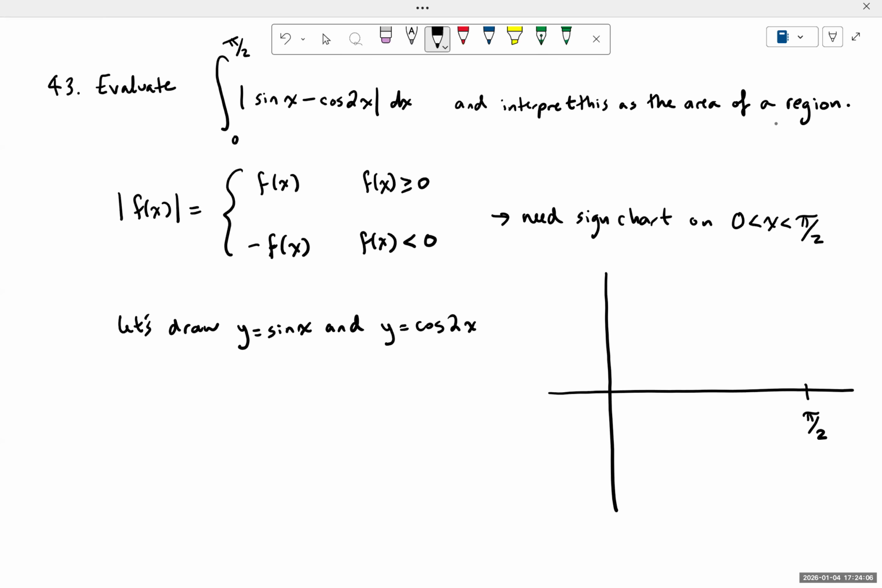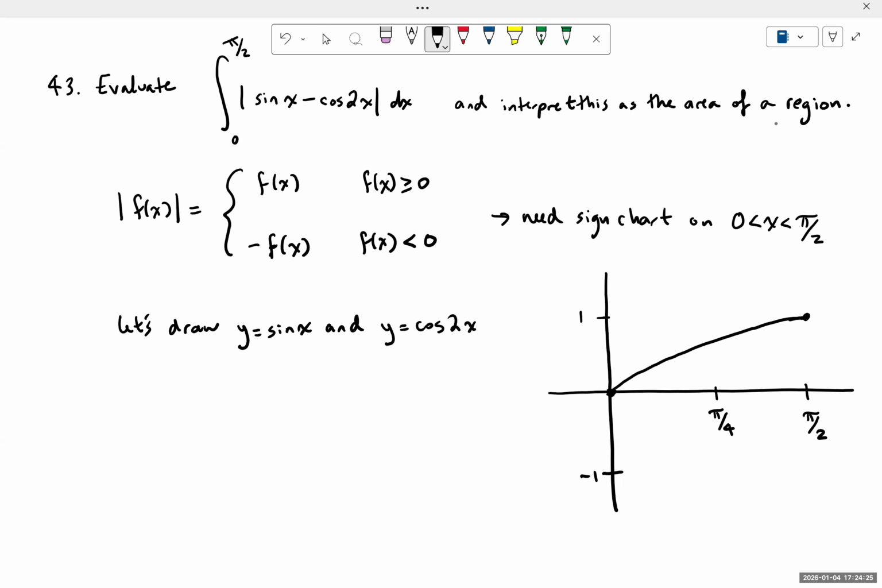Well, I probably need something here, right? I'll put pi over 4, negative 1, and 1. So sine x, it's 0 at 0. It's 1 at pi over 2. And it just goes up, my nice little sine curve. So maybe that's not the prettiest, but you get the idea.